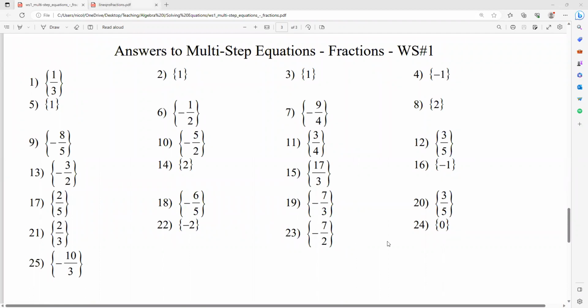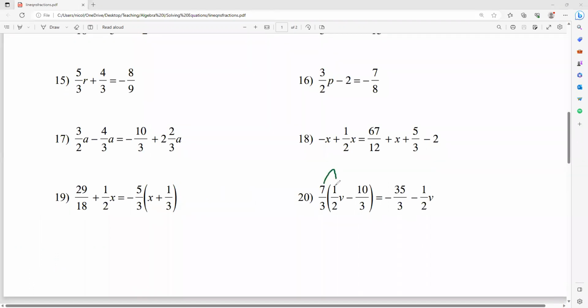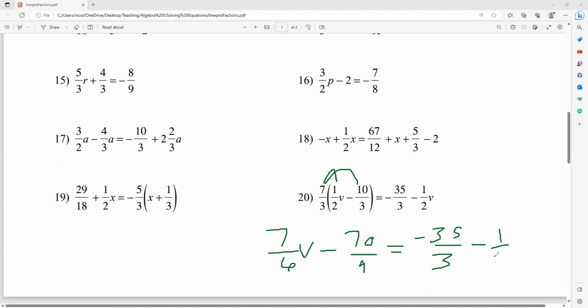I want to switch to a worksheet that has the distributive property. So here we're doing the distributive property. This gets me 7/6v minus 70/9. So you can see there, I must know how to multiply fractions. I have to know how to do fractions in order to do these. You cannot do it without. You need to know how everything works. Okay, so 7/6v minus 70/9 equals -35/3 minus 1/2v.